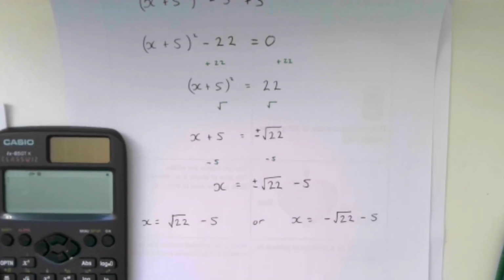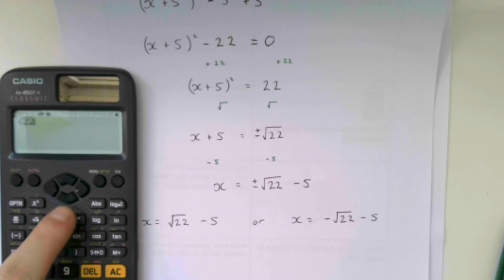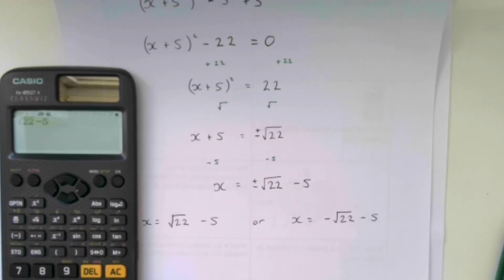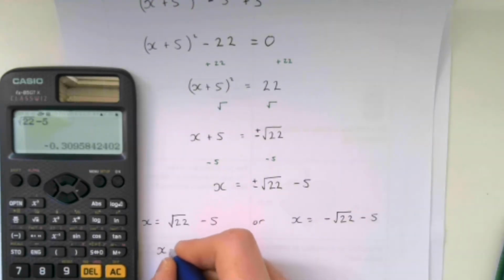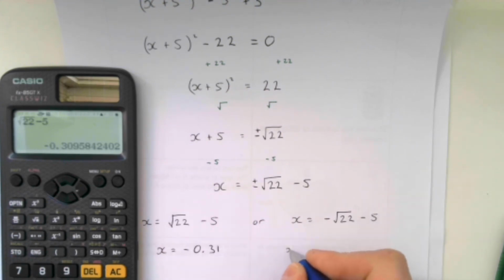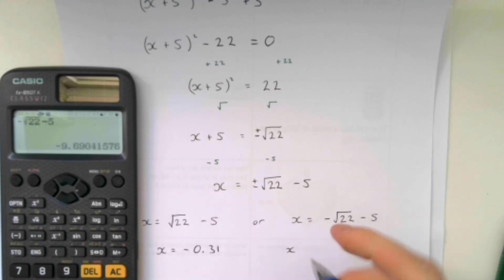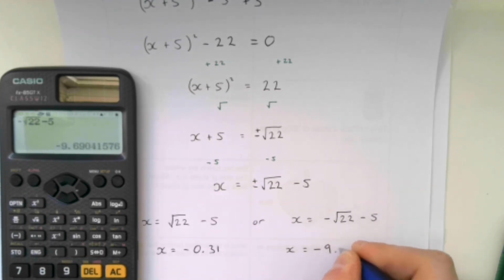So say it's set to 2 decimal places. I'm going to put in the square root of 22 and then take away 5. So it still comes up with that, but press the SD button. We're going to end up with my first value being minus 0.31 if it was to 2 decimal places. And then my second one, all I can do is change it into a minus square root of 22, and then that will tell me the value of this x, which in this case gives me minus 9.69 if we were talking to 2 decimal places.